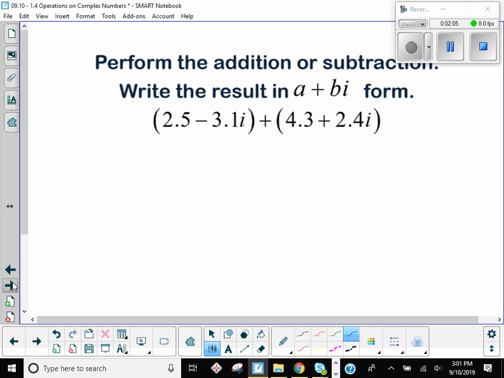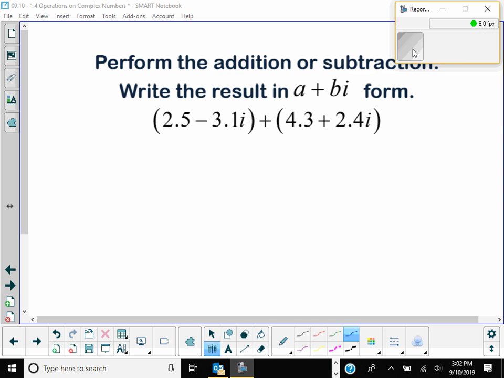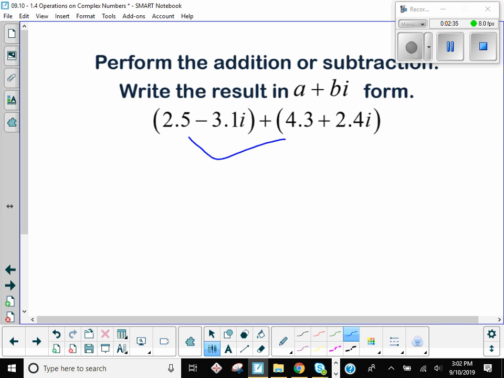You want to add the real parts together, and you want to add the imaginary parts together. I want you to go ahead and do that, even though I haven't explicitly told you how. Write down what you think that would look like. All right, so we are adding the real parts together. What are the two real parts? 2.5 and the 4.3, right? So we combine those and we get 6.8.